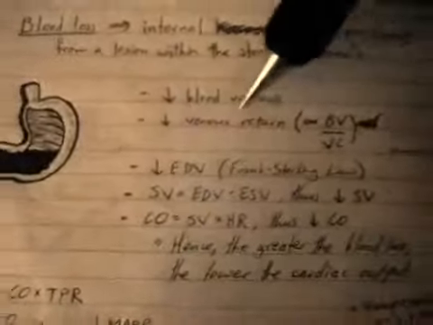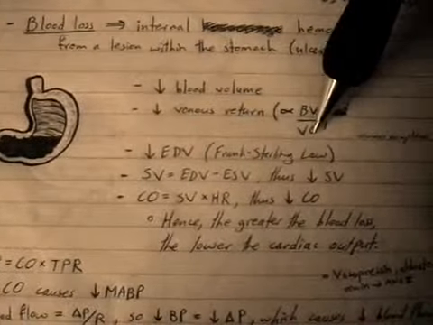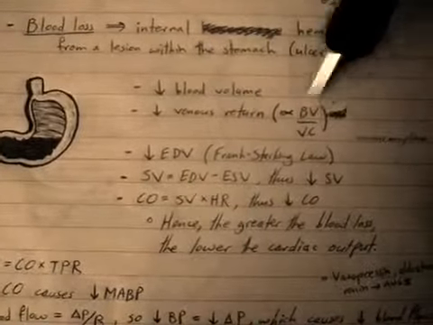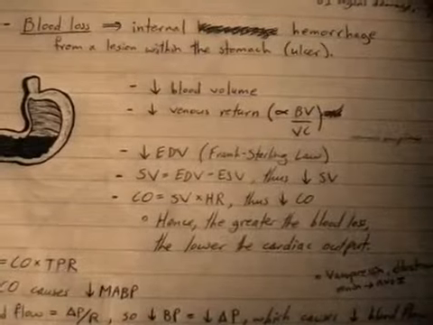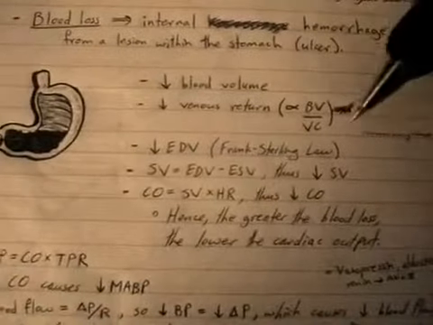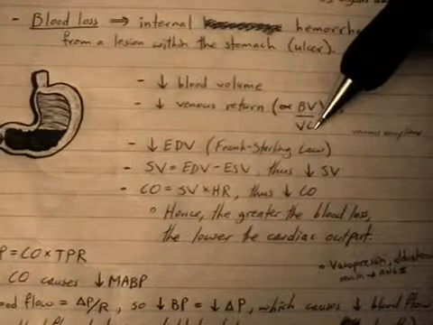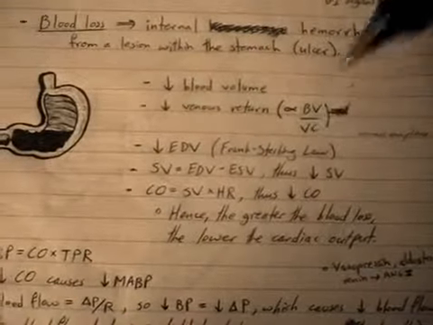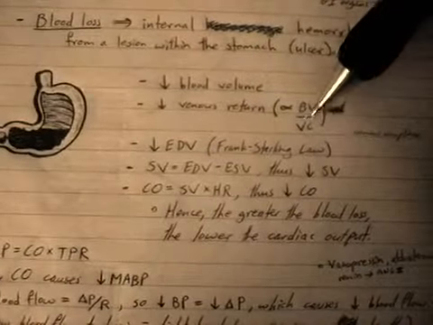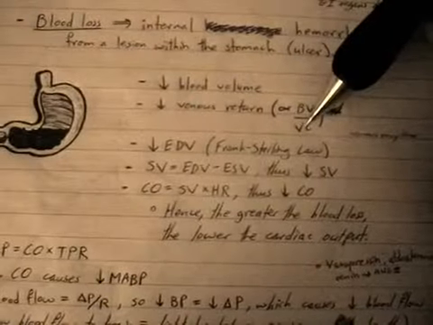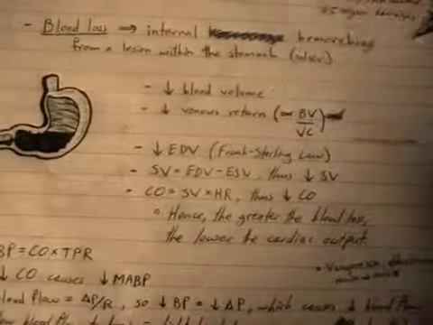Now, the reason for that is because venous return is directly proportional to blood volume over venous compliance. So if blood volume decreases, venous return decreases. Venous compliance is really the distensibility of the veins. So a vein that is constricted is going to be less distensible and therefore less compliant, and thus will increase venous return, whereas a vein that is dilated is going to have an increased venous compliance because it stores more blood and therefore decreases venous return.